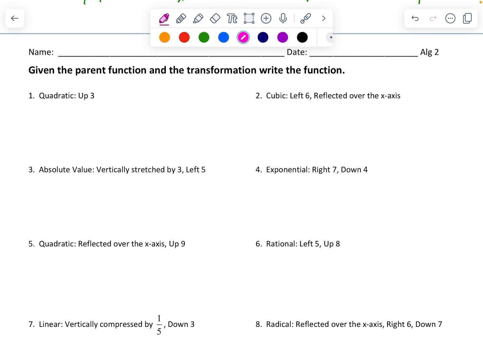So they're going to tell us that we have a parent function of a quadratic, which I know is an x squared, and we want it to go up 3. So for our equation, we're going to have y equals, up 3 is going to be outside of the x, so it's going to be x squared, and then a plus 3 moves it up 3.